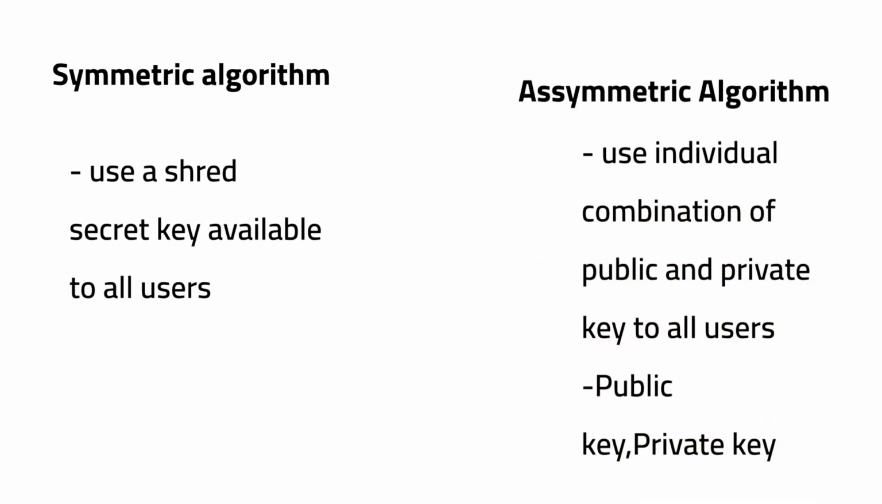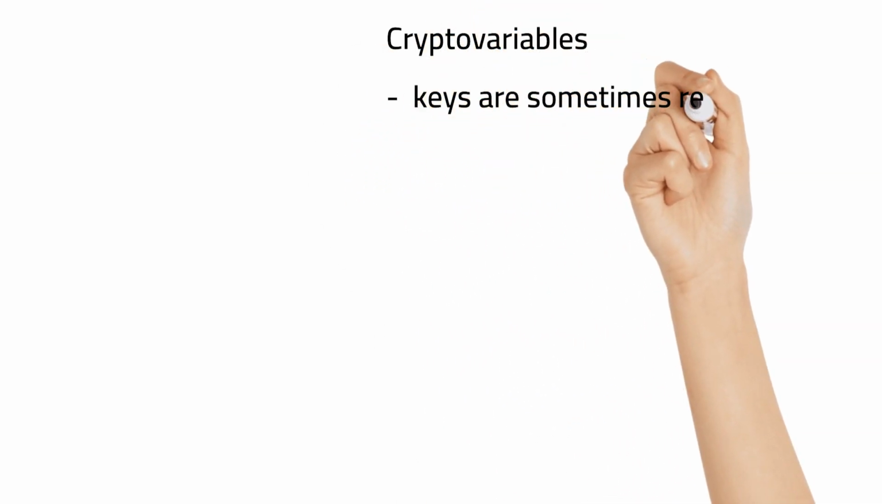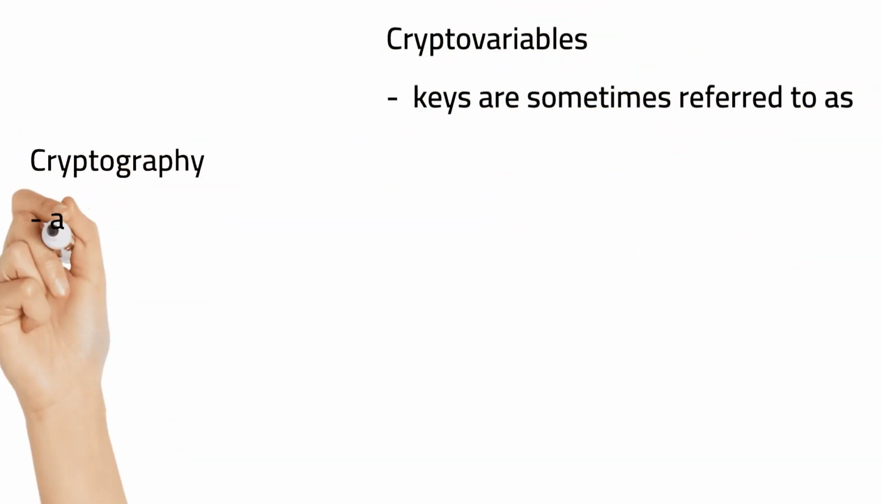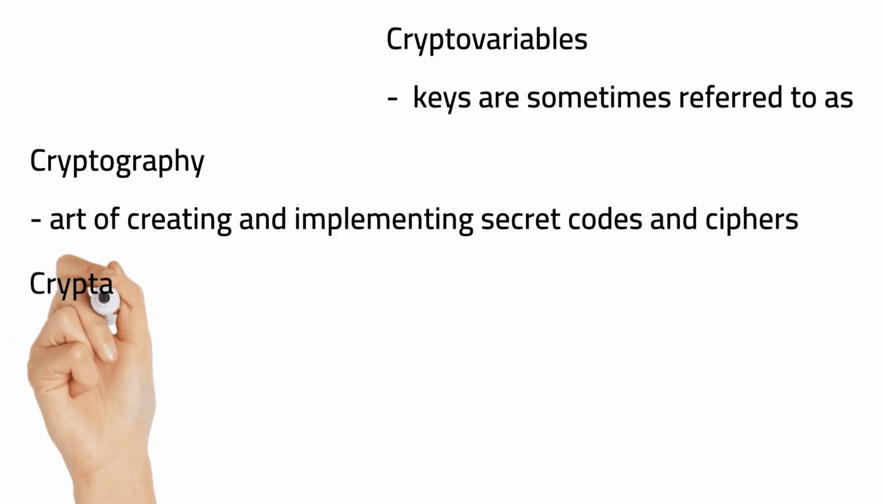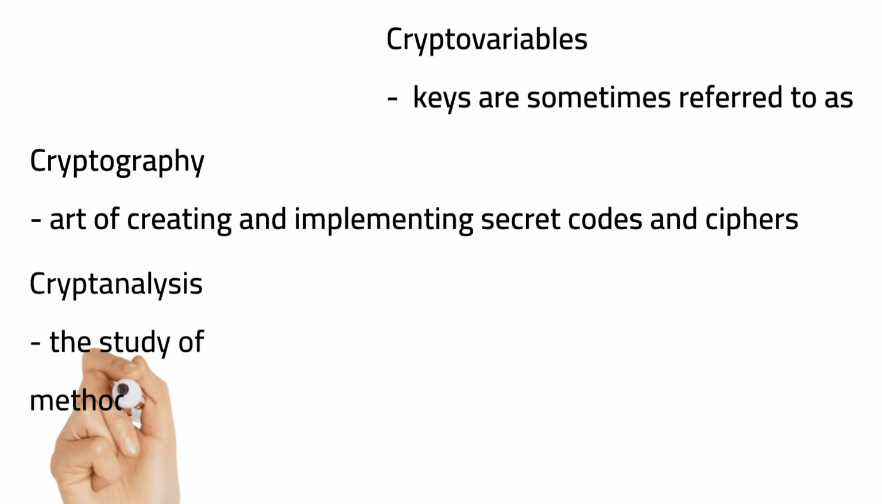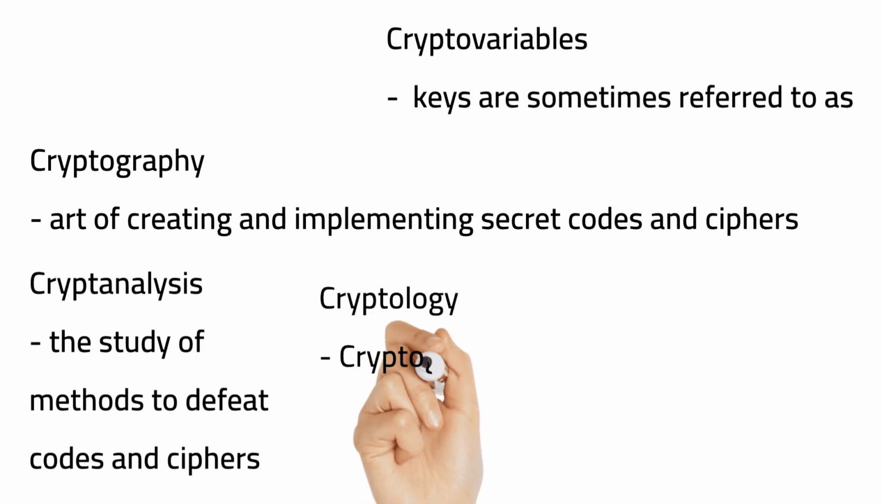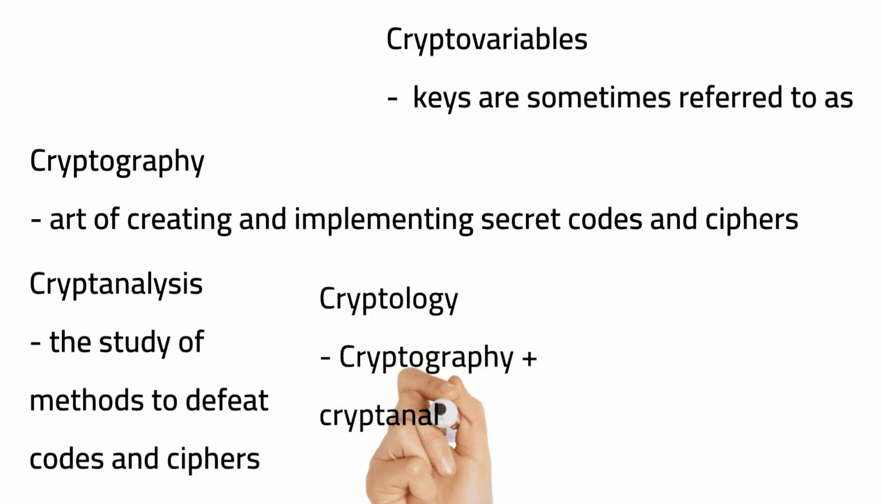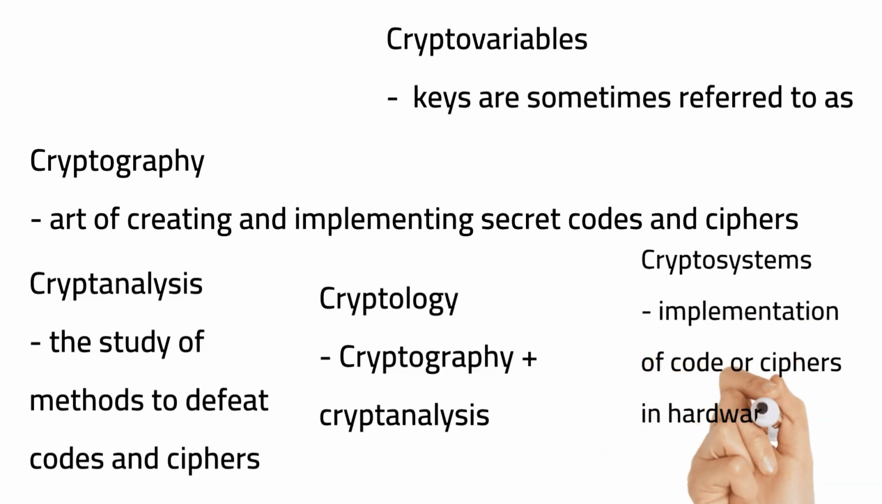The art of creating and implementing secret codes and ciphers is known as cryptography. This practice is paralleled by the art of cryptanalysis. Cryptanalysis is nothing but the study of methods to defeat codes and ciphers. Cryptography and cryptanalysis are commonly referred to as cryptology. Specific implementation of code or cipher in hardware and software is known as a cryptosystem.